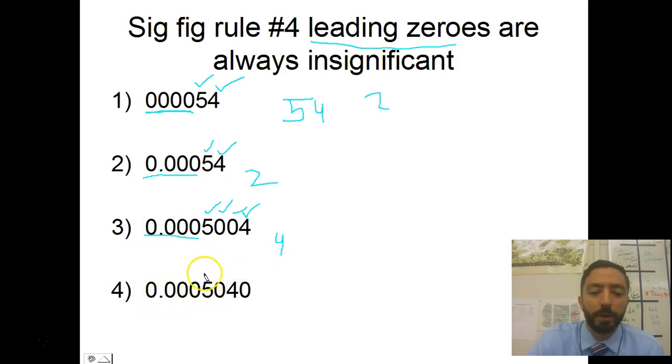Number 4, 5, 4, always significant, not 0. This is a sandwich rule 0 here, so that one is also significant. We've got a decimal place in this number, so my zeros to the right of the 4 are also significant. Anything to the left of the 5 that is a 0 is insignificant. There's nothing out in front there that would make them good. So this is also 4 sig figs. So those are the rules to follow.